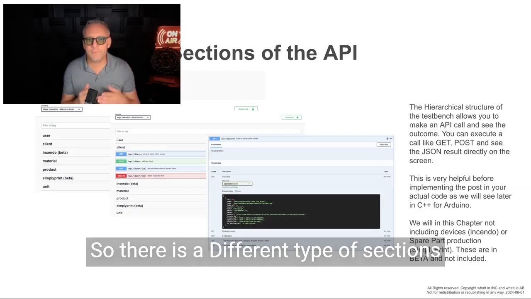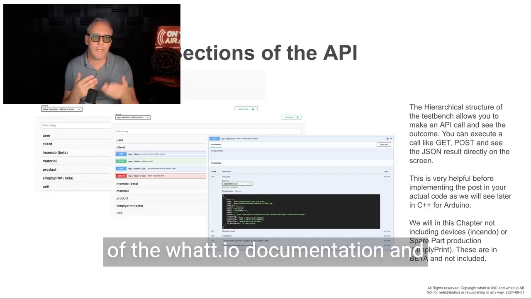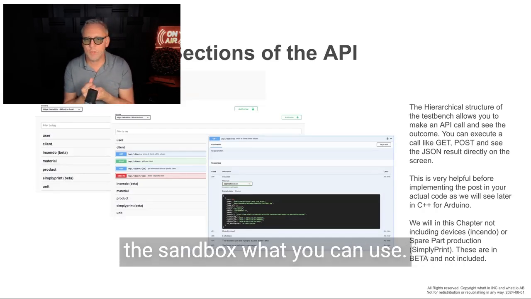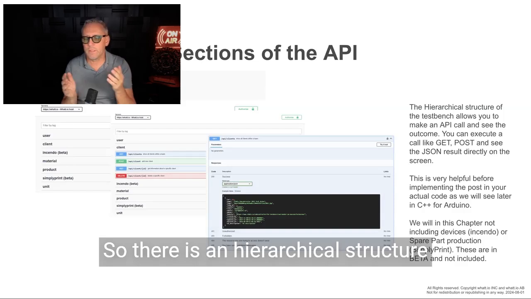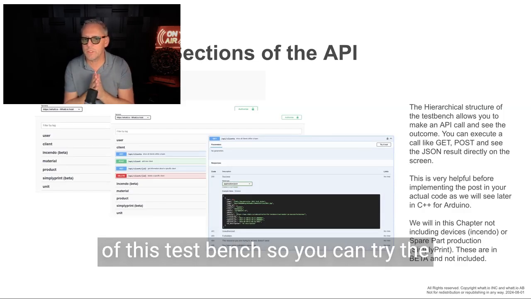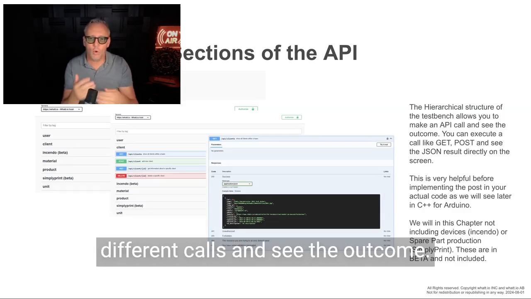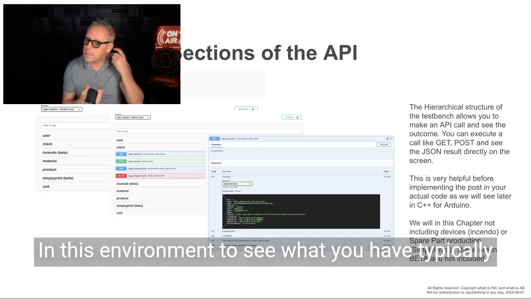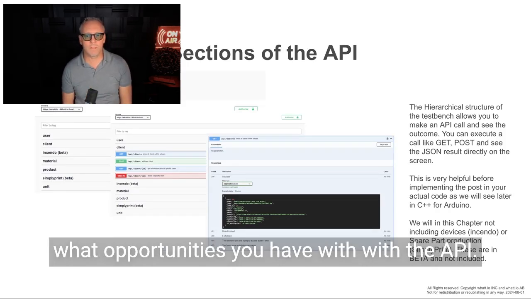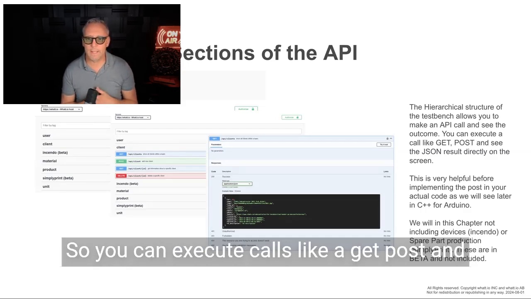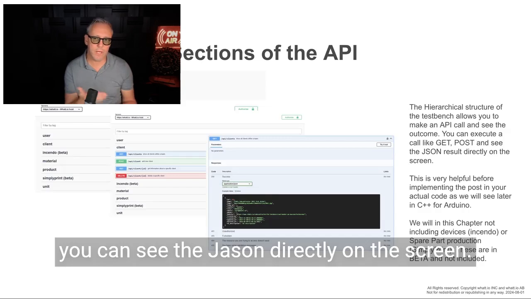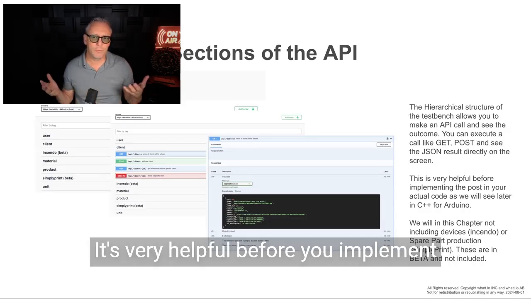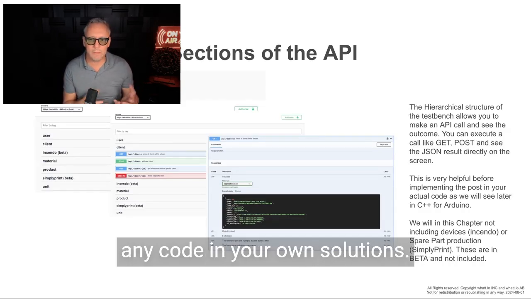So there are different types of sections of the WhatIO documentation and the sandbox that you can use. There is a hierarchical structure of this test bench, so you can try the different calls and see the outcome. Basically you can play around in this environment to see what opportunities you have with the API. You can execute calls like a GET or POST, and you can see the JSON directly on the screen. It's very helpful before you implement any code in your own solutions.